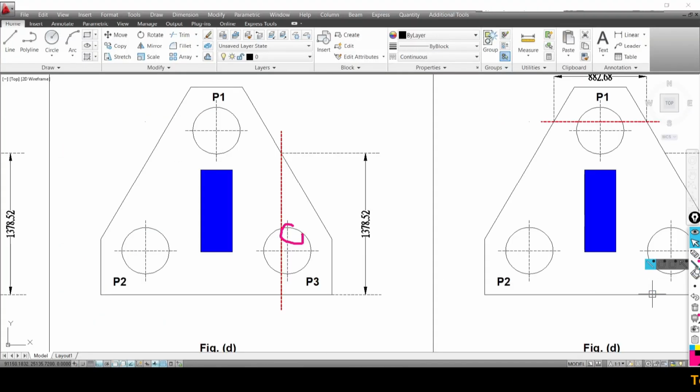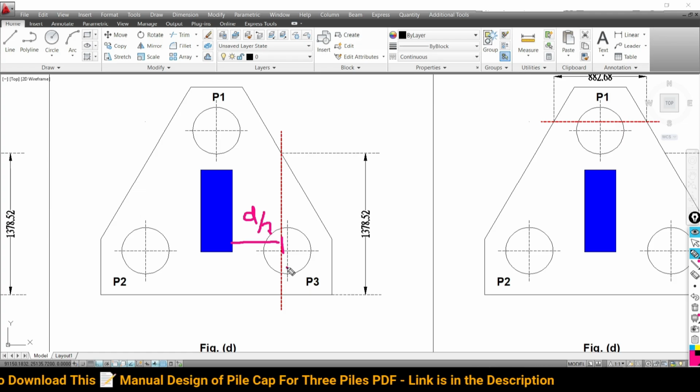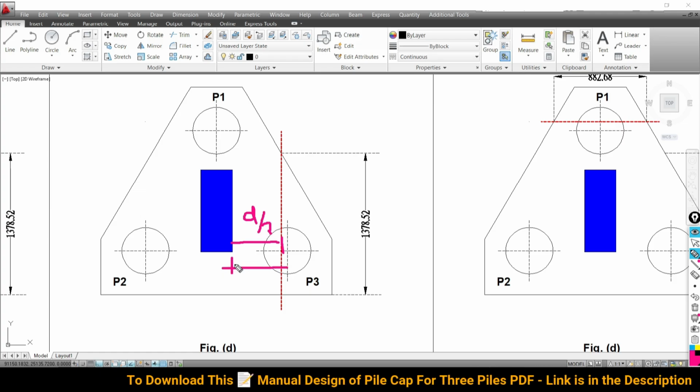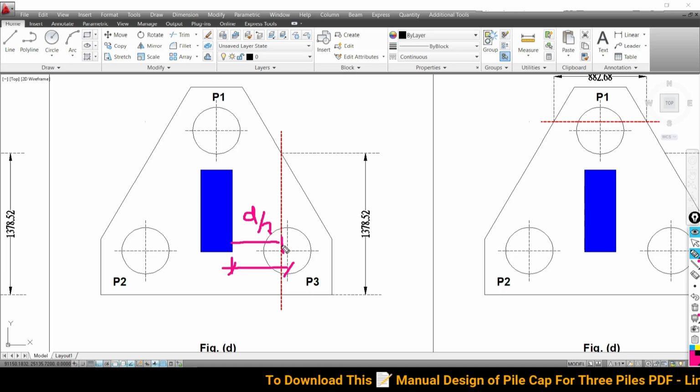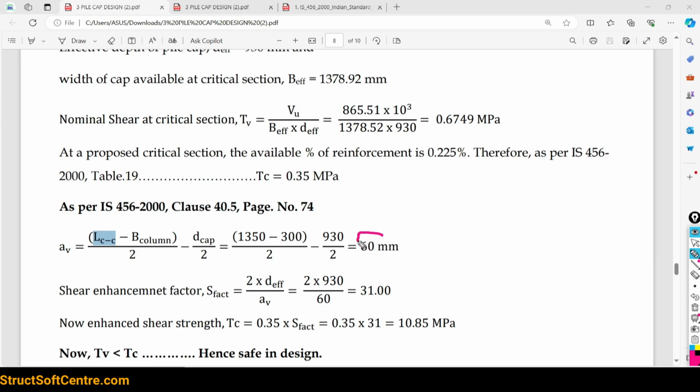this distance, try to understand, from the face of the column. This is d of the pile cap divided by 2. If you take the difference of these two, you will get the value of AV. So we are going to do that here in our calculation: 1350 minus 300 divided by 2, minus 930 divided by 2. We are getting the value of AV as 60 mm. So we are going to put that in our calculation.